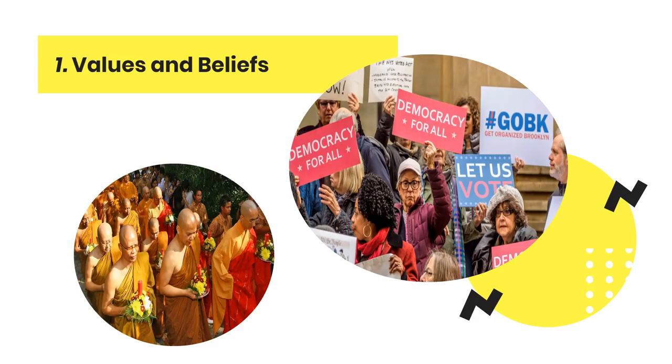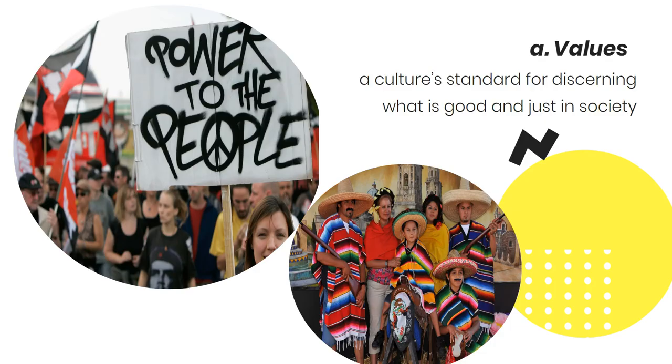So what are values and beliefs? It's important to emphasize that values and beliefs don't always have to be religion-based. They can be, but not always. They can also be secular, like our values for the right to vote, our values that power rests with the people. So values are defined as a cultural standard for discerning what is good and just in society. In other words, values are the standards by which people define good and bad, beautiful and ugly. Every group develops both values and expectations regarding the right way to reflect them.